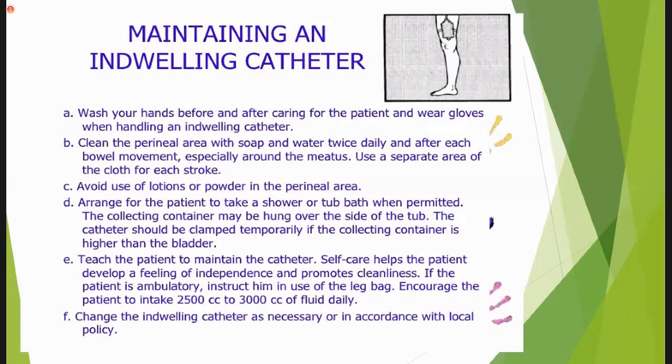The catheter should be clamped temporarily if the collecting container is higher than the bladder. Teach the patient to maintain the catheter. Self-care helps the patient develop a feeling of independence and promotes cleanliness. If the patient is ambulatory, instruct him in the use of the leg bag. Encourage the patient to take in 2500 cc to 3000 cc of fluid daily. Change the indwelling catheter as necessary or in accordance with local policy.